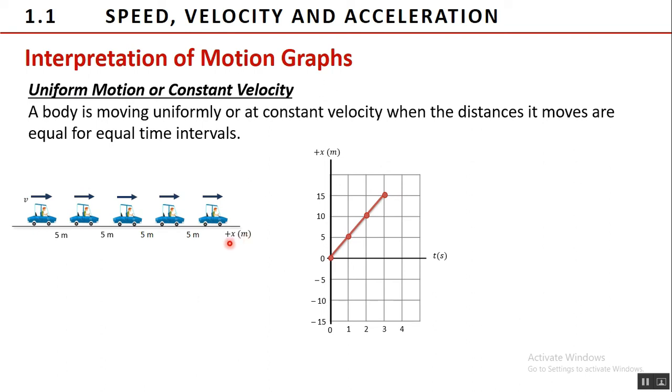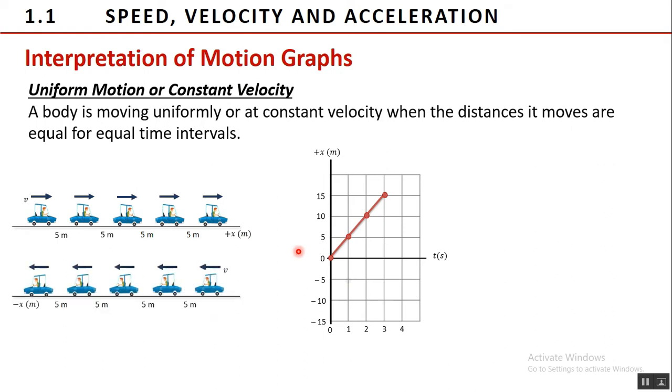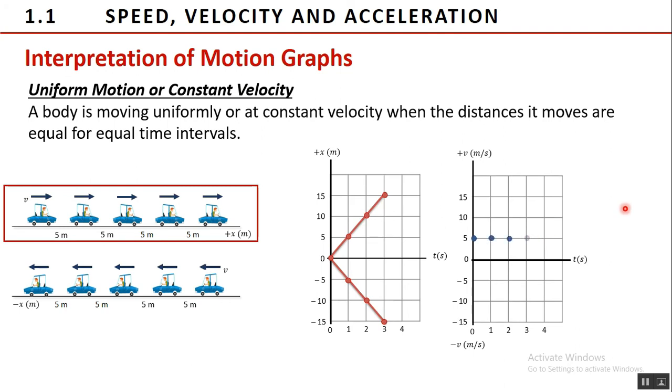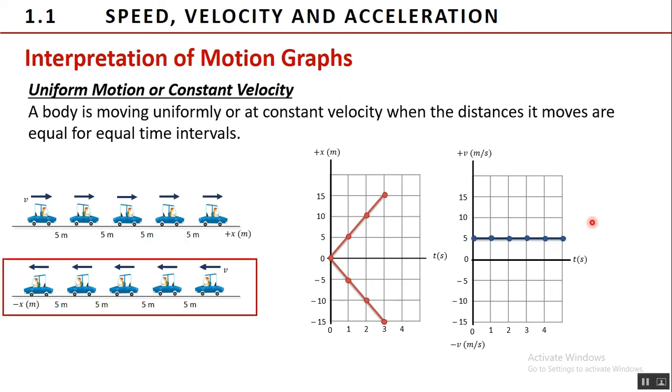If a body is traveling towards the positive x-axis, the line is sloping upward, while a downward slope means that the body is moving towards the negative x-axis. For a velocity time graph, a horizontal line above or below the timeline represents this type of motion. Since this car is moving along the positive x-axis at a constant 5 meters per second, this will give a horizontal line above the timeline. If it is moving along the negative x-axis, then the horizontal line is below the timeline.